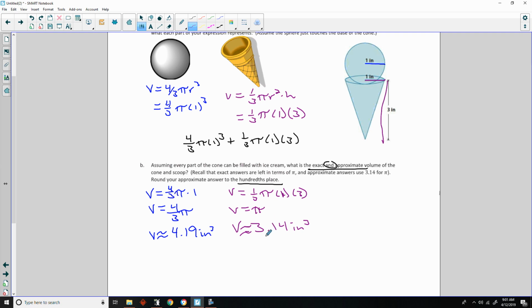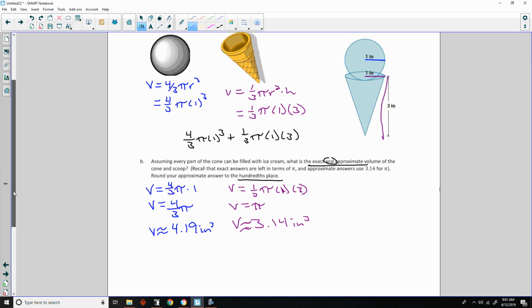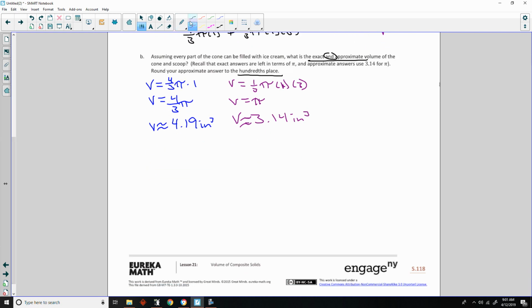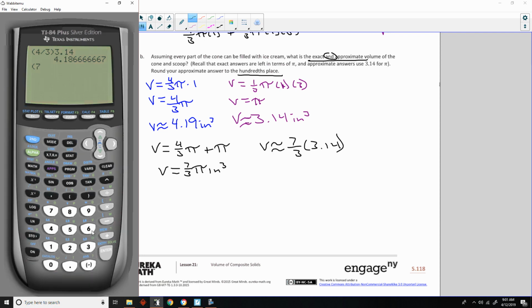Okay, so now we're going to do the totals. So the exact is going to be 4/3 pi plus pi. So the volume is going to equal 4/3 plus 3/3, or 7/3 pi inches cubed. The approximation: I'm not going to take this plus this, because that's rounded and that's rounded, and our results are going to be further off. So I'd rather take 7/3 times 3.14. When I do that, it's going to be closer to our exact. And I got 7.33.